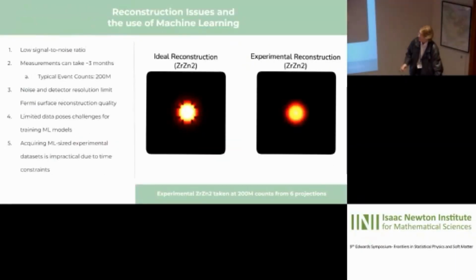Now, experimental measurements are limited by resolution, noise, and smearing. And this is particularly the case with ACAR, which has a very low signal-to-noise ratio. And so acquiring 5 projections at the full counts of 200 million positron annihilation events can take upwards of 3 months. So we wanted to look at how we could introduce machine learning in order to enhance the reconstructed TPMD. And here you can see, for example, zirconium zinc 2, what the ideal would look like and what an actual experimental reconstruction looks like for the very same sample.